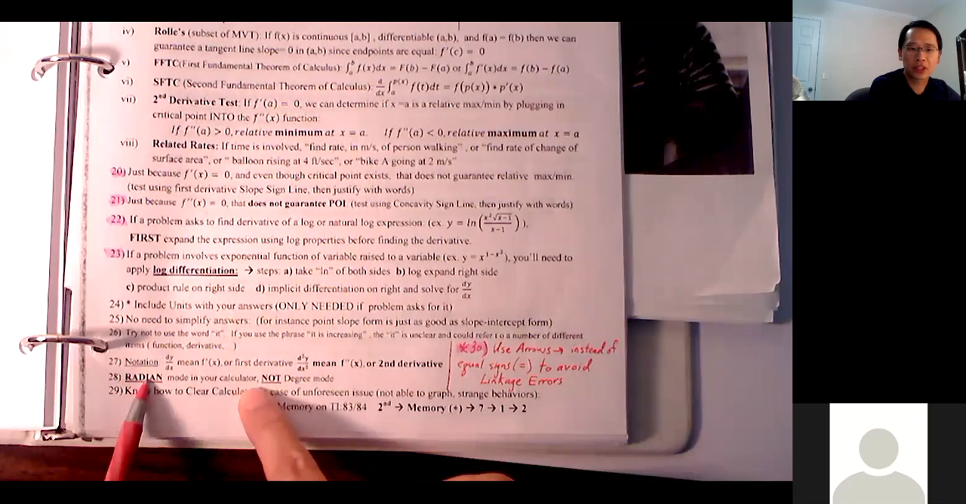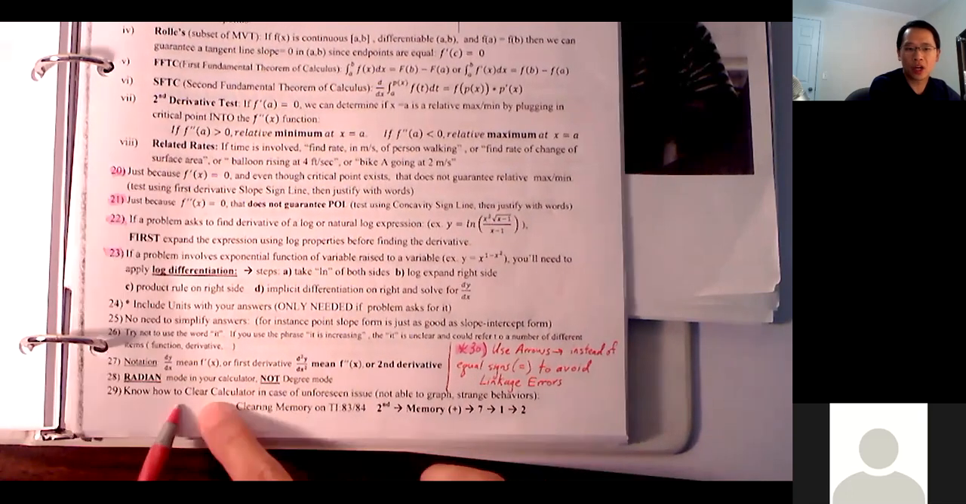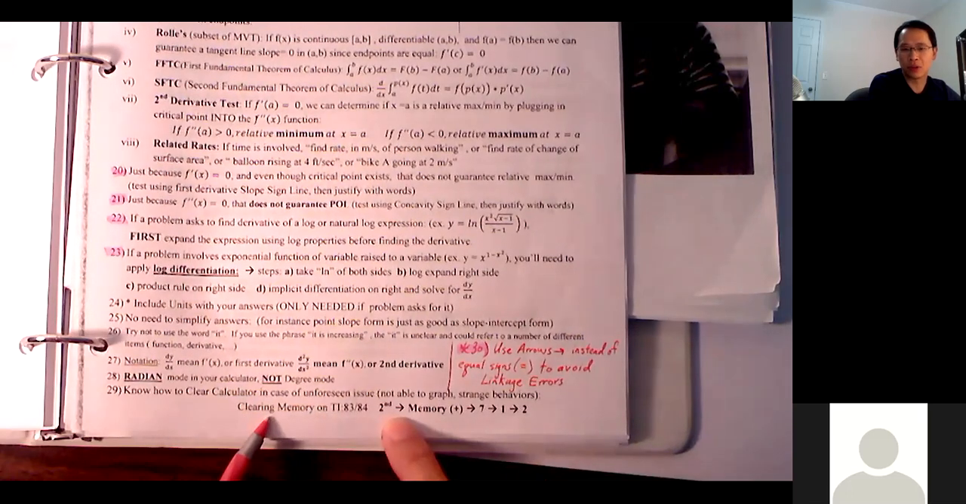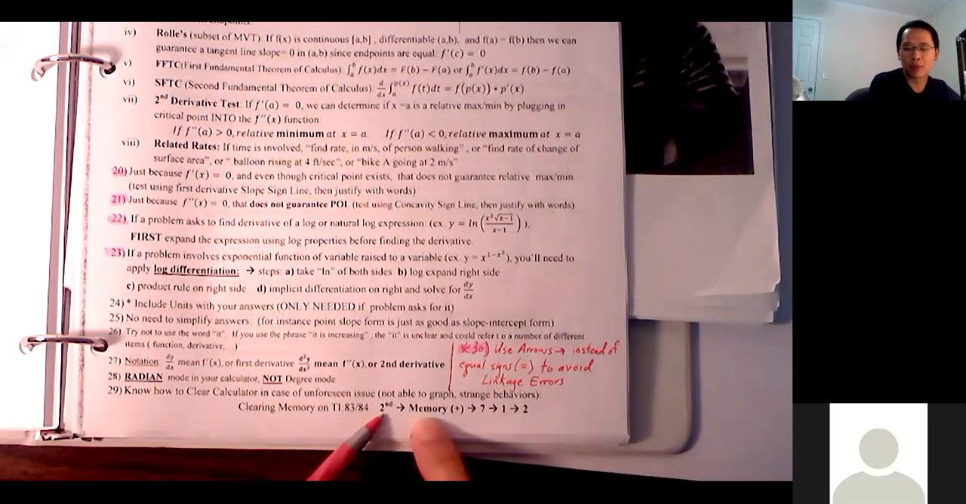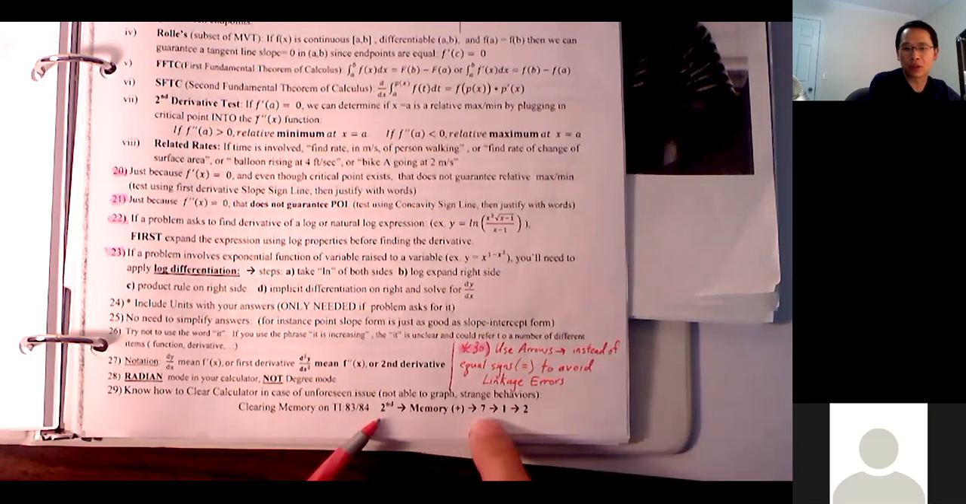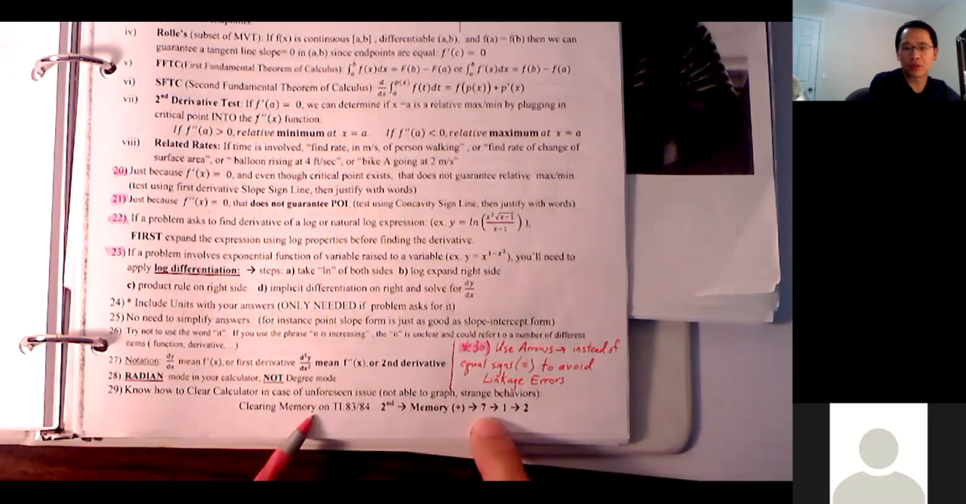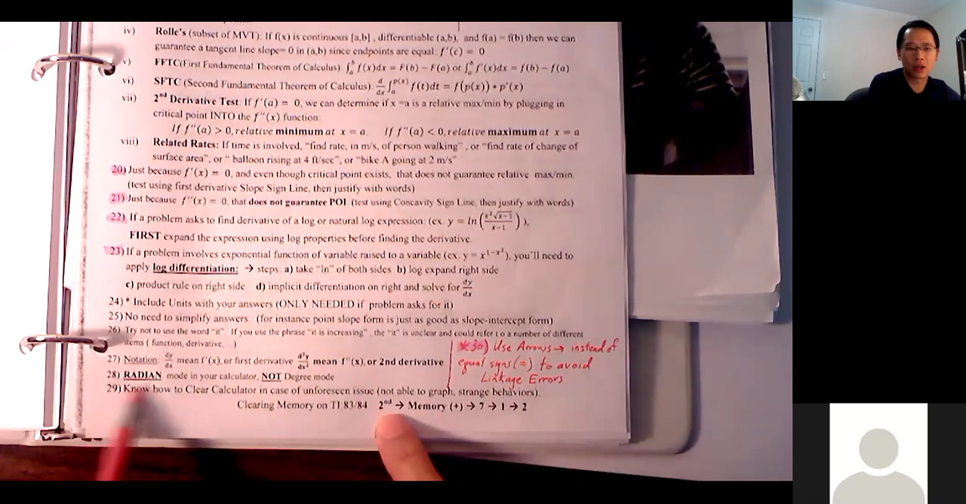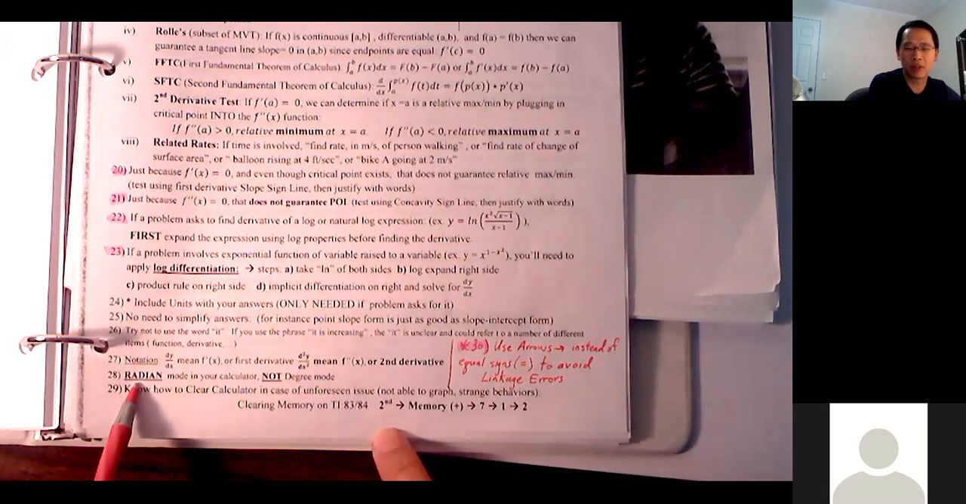In your calculator, make sure you're in radian mode and not in degree mode. This is steps for clearing calculator in case all of a sudden you don't know what you pressed and you can't get back to what you want to see. You can go to second memory, 712, and that will clear the memory and bring you back to your normal form. But just double check though when you do this that you go to mode and make sure that you're still in radian mode.